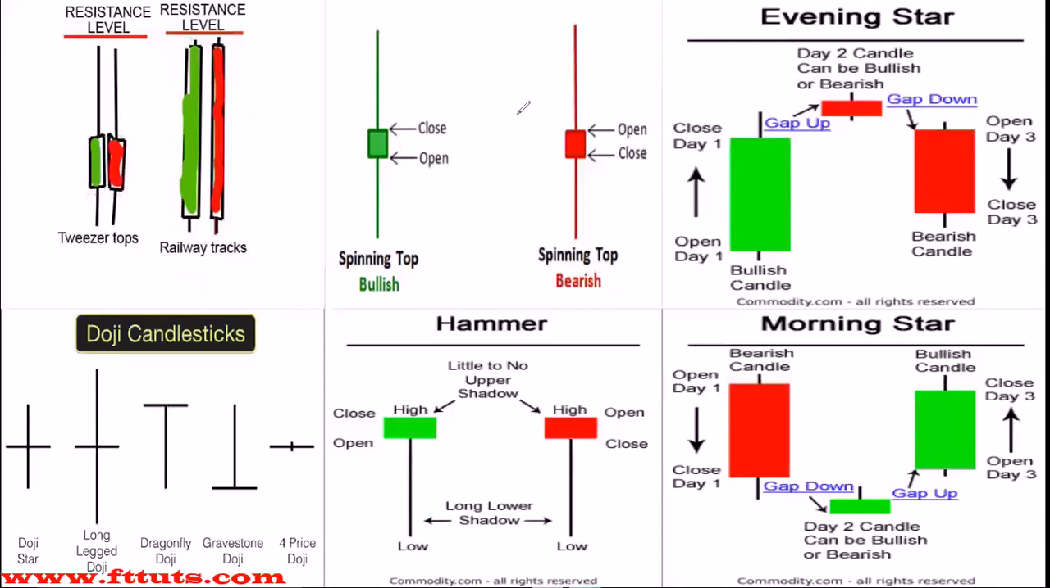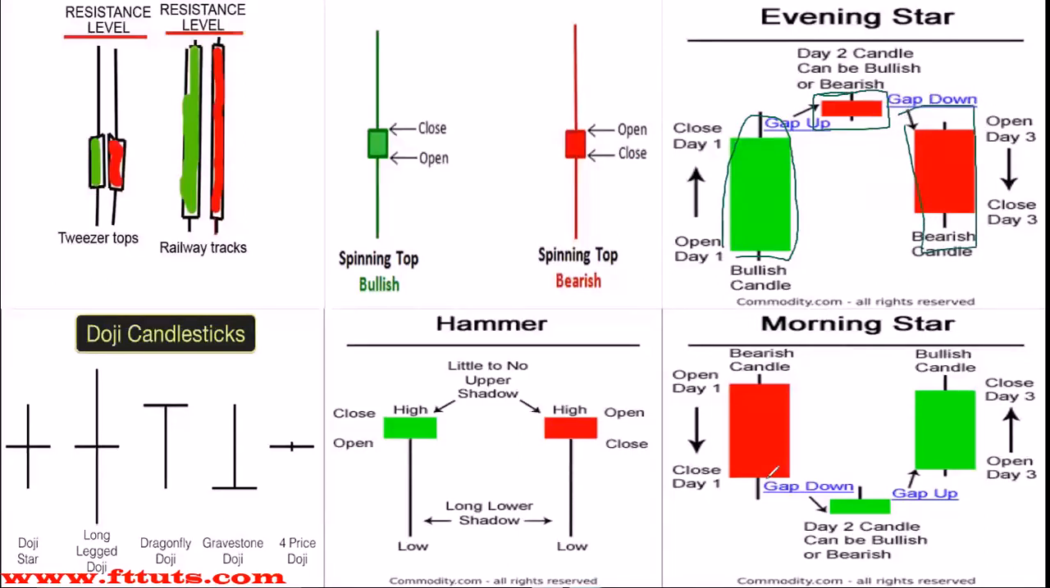These are spinning tops and spinning bottoms, simply a small body, and we have two long wicks to either side. Evening star pattern, we basically have a small gap up, small gap down right here. We have a little bit of space in between. It doesn't really have to be too much space, but most importantly, what we have is a bullish candle. Then we have a small little doji here, or spinning top. And then we have a nice bearish candle to close.